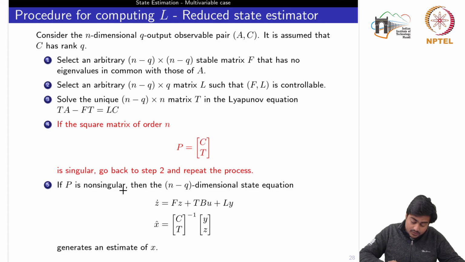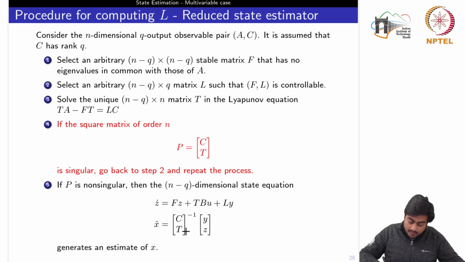Now if P becomes non-singular by carefully selecting this L matrix or F matrix, then this n minus q dimensional state equation, which is given by this one, where the first equation remains the same, and x hat generates an estimate of the actual state. Okay, where this is our P matrix.